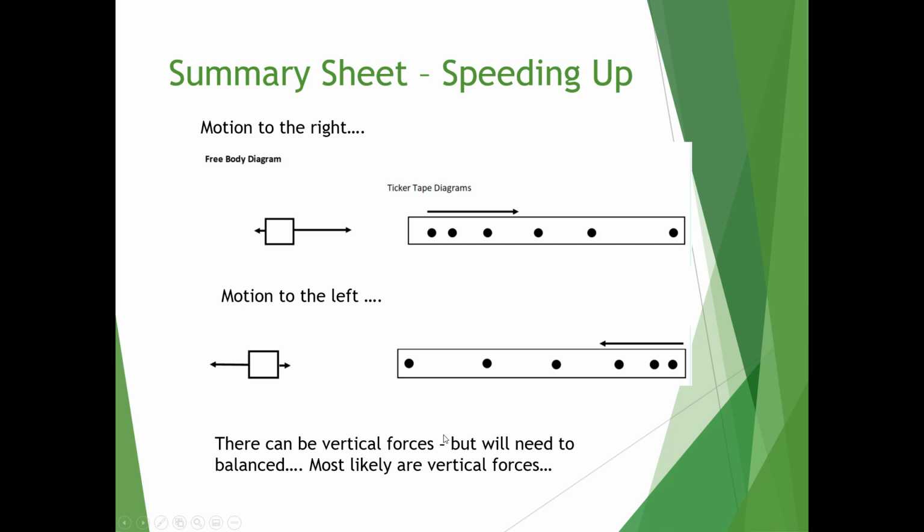Now, there can be vertical forces, but they have to be balanced. Most likely there are vertical forces because on planet Earth, we always have gravity as a force, which we'll talk more about in the next chapter. But most often you do have vertical forces acting on your objects.